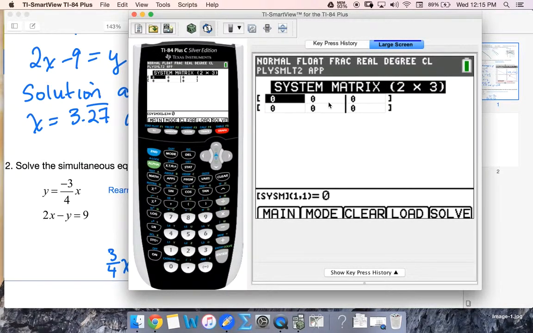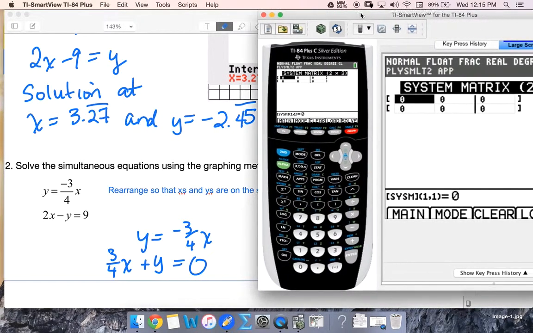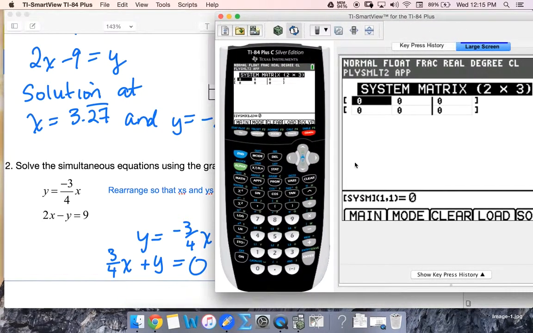it is only looking for the numbers, not the x's and y's. So my first number is 3/4. So 3 divided by 4. My second number, I'm going to push enter. My second number is the number that's in front of y. Well, there's an imaginary 1 in front of the y. My last number is the number on the right of the equal sign. That's why it has this line here. That line's like the equal sign, and it is 0. So I'm going to hit enter.